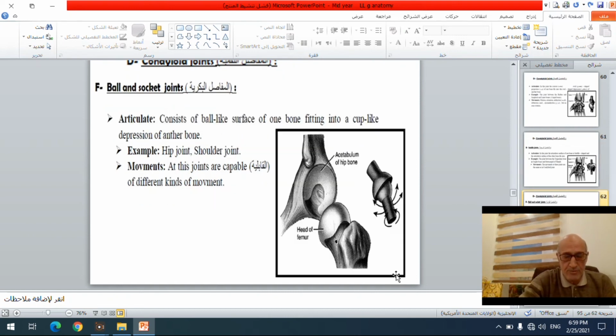Ball and socket joints, articulation between the ball-like head of one bone and the cup-like socket of another bone. Example: hip joint or shoulder joint. The movement in these joints is capable of different kinds of movement.